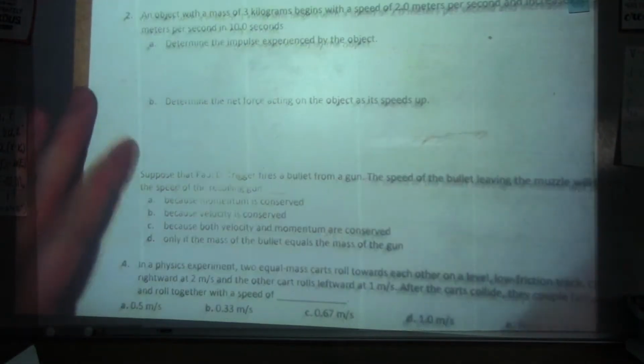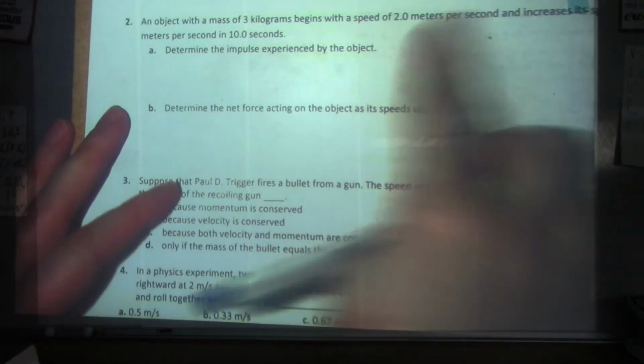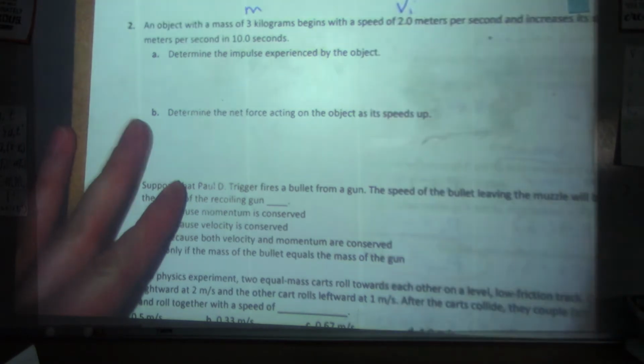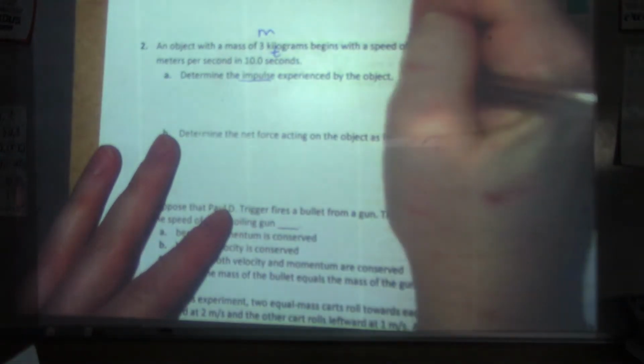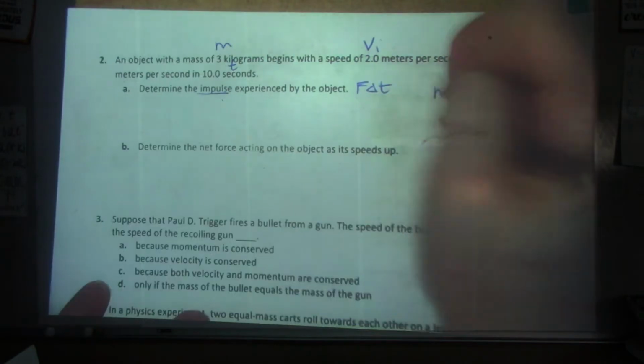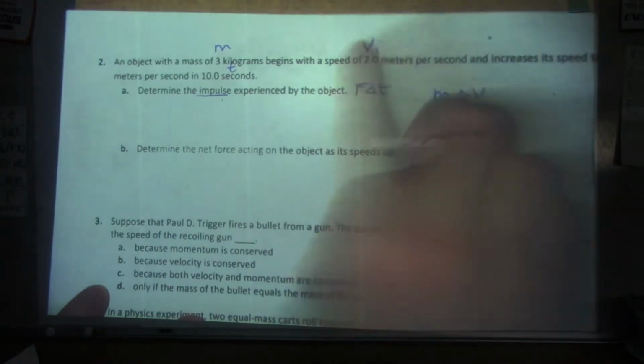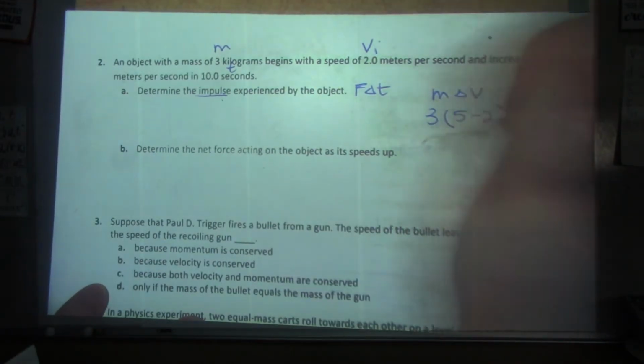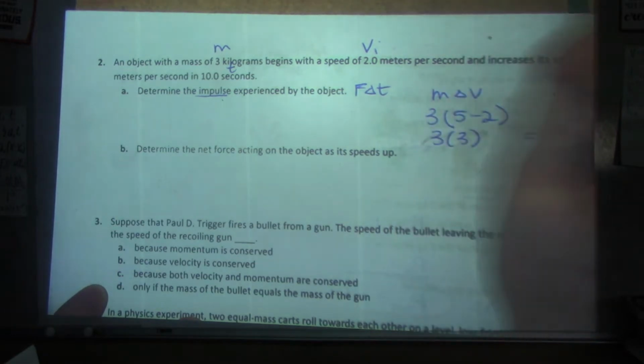Object with a mass of 3 kilograms begins with a speed of 2 and increases to 5 in 10 seconds. So m, vi, vf, and t. And we are looking for the impulse. Impulse is F delta t. Don't have F, so what we can do instead is use m delta v. And we have the mass is 3. Change of velocity is just final minus initial, so that's 5 minus 2. 5 minus 2 is 3, so that just gives me 9.